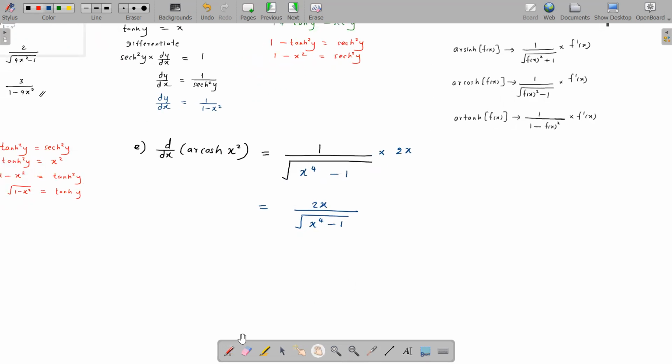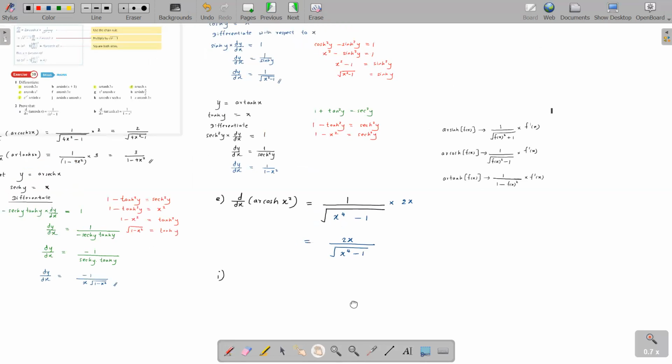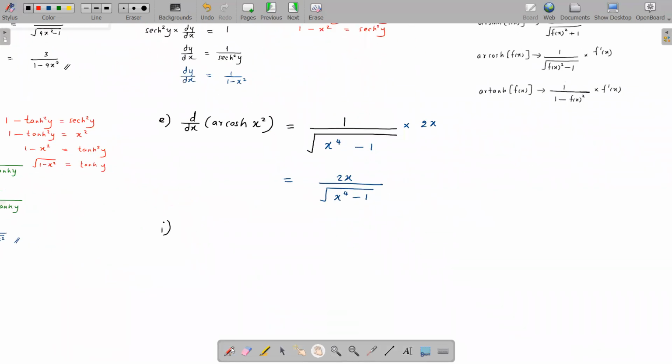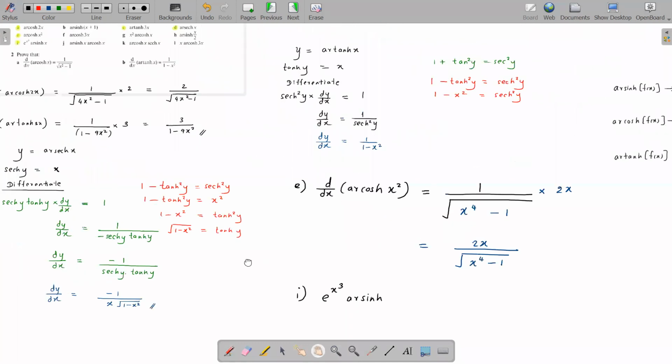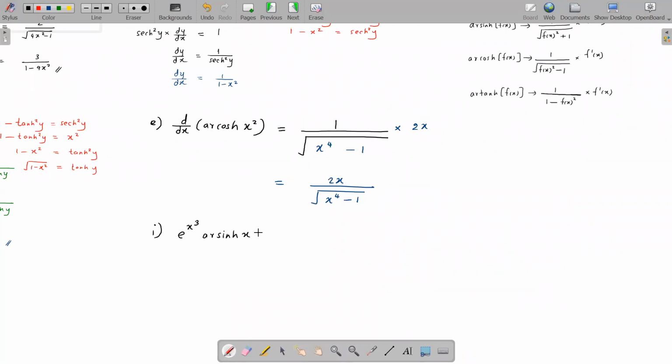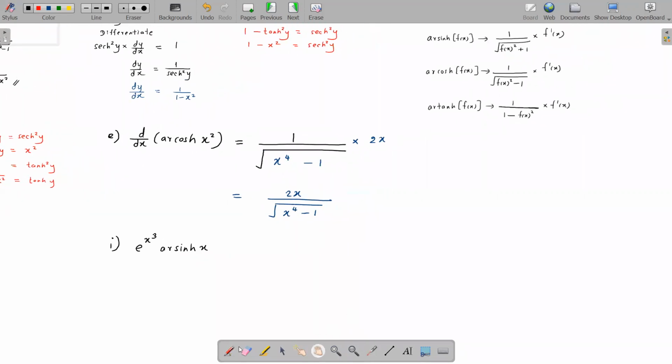Then the next part was part I, right? In part I, they wanted you to solve e to the power x cube r sin x. So this is basically what you can see: there are two functions of x here, right? And it's a product. So you must use what rule? You must use the product rule. So basically one person stays while the other one differentiates. Let's do this one.